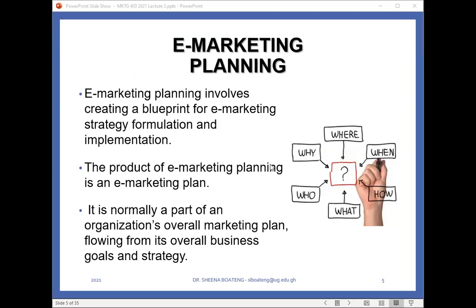Before we can talk about an e-marketing plan, which is the end product, we need to be able to talk about e-marketing planning, which is the process leading up to this end product. So e-marketing planning basically involves creating a blueprint, like we usually have for houses, or a schema for e-marketing strategy formulation and implementation. Like I have mentioned, the e-marketing plan is the end product of e-marketing planning.